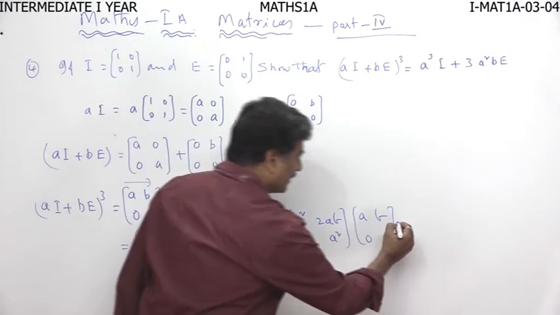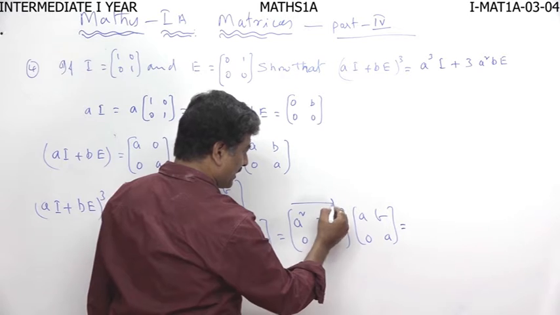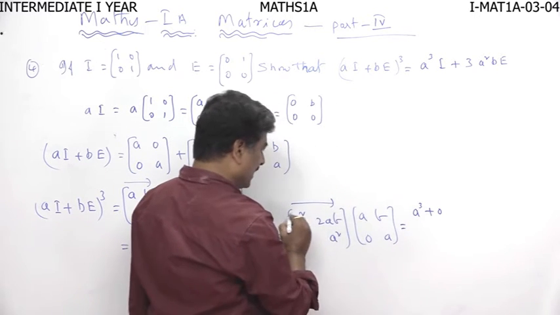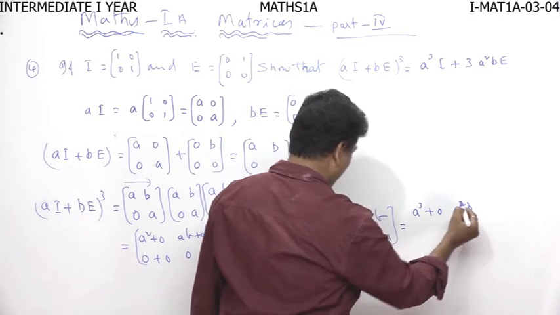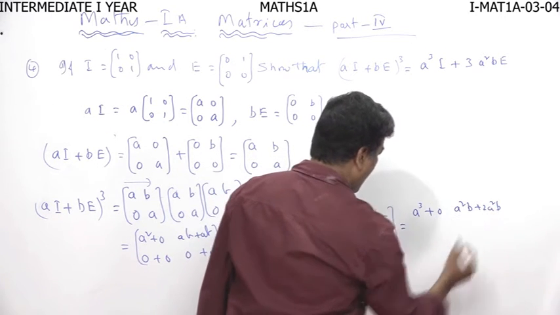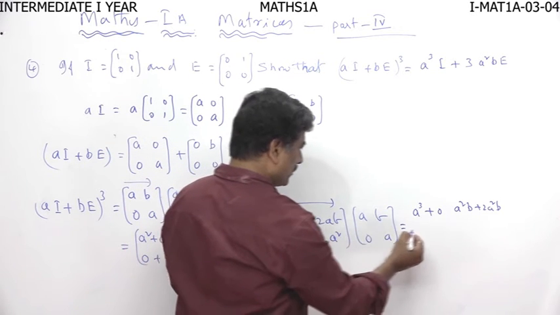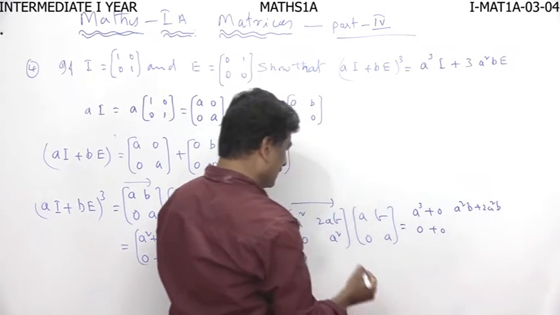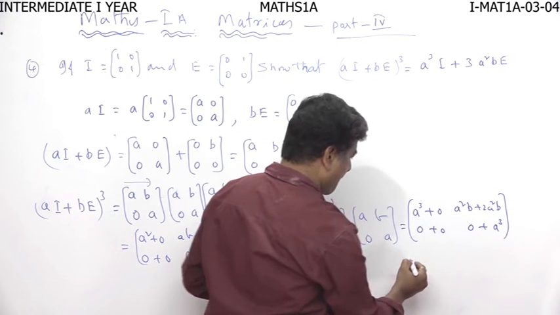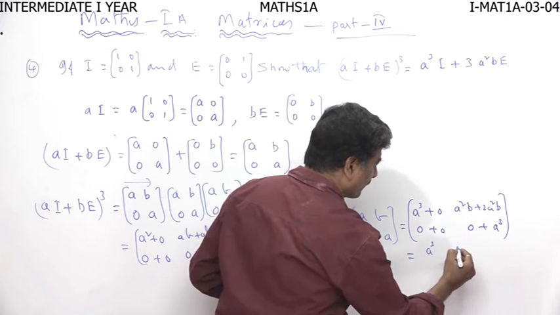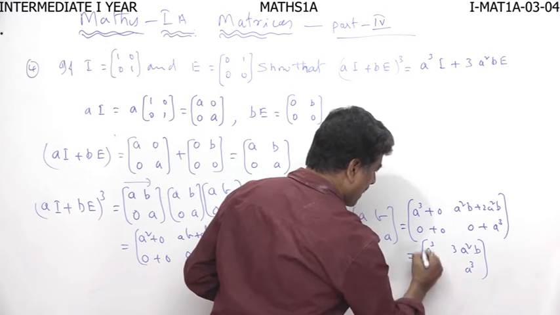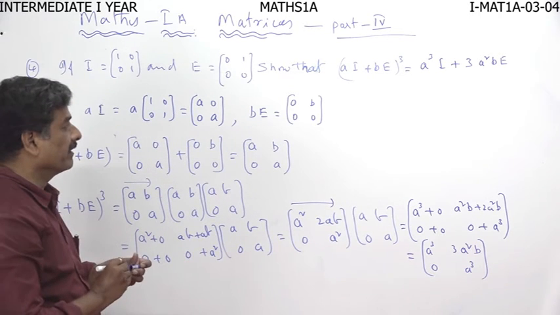Now, here again, A square into A, again the same concept: A cube. This into this, A square B plus 2A square B, with this again 0, with this 0, again 0, plus A cube. So this is [[A³,3A²B],[0,A³]]. This is the value of LHS.